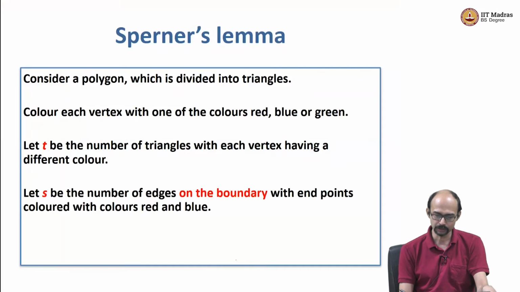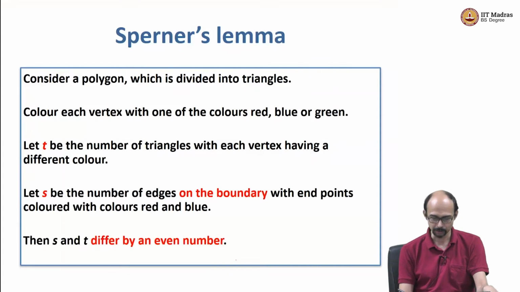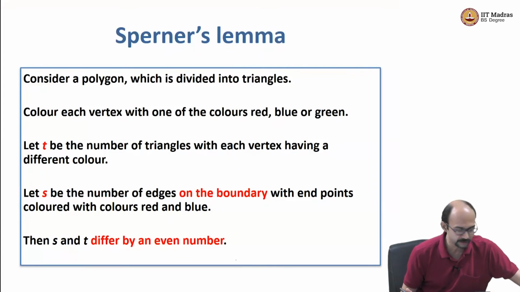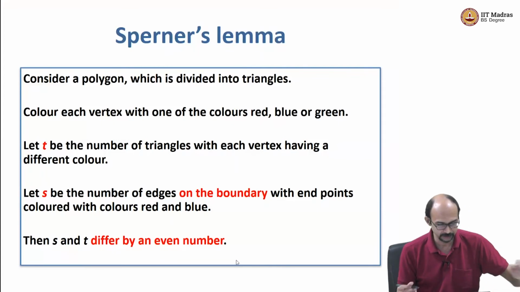You count one more thing, the number of edges on the boundary whose endpoints are colored red and blue. Call that number S, and it turns out, this is Sperner's lemma, that the difference of S and T is always an even number. So something to do with what we want. Let me sketch this out in GeoGebra.